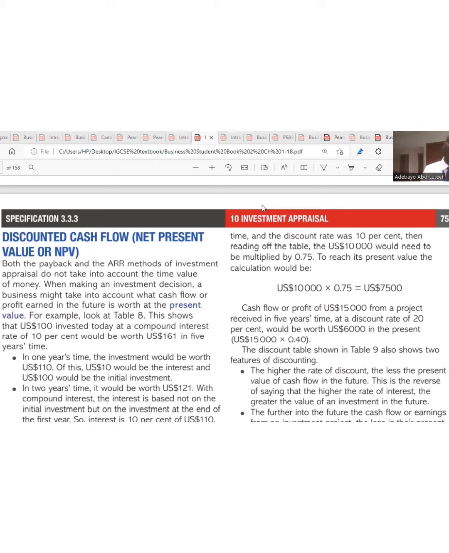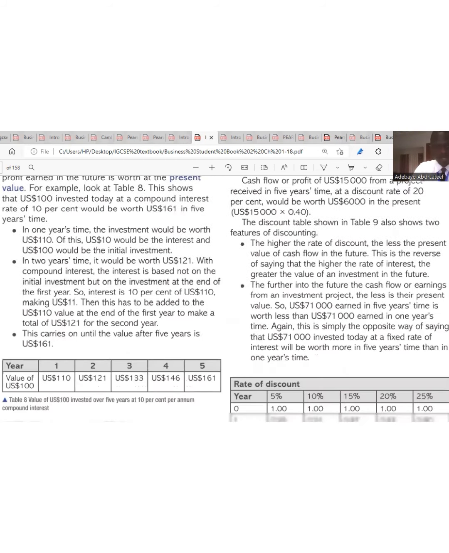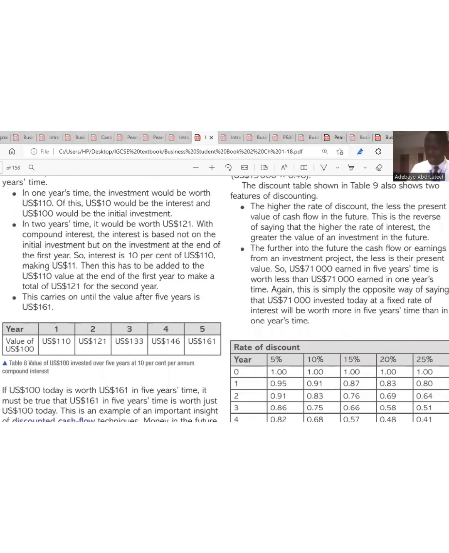But with net present value, it tells you the worth of that money now, and what it should be worth in the nearest future. Basically, you use compound interest. So for example, what will $100 worth of investment be in the next 5 years with a compound interest of 10%? Here you have to calculate using the compound interest.